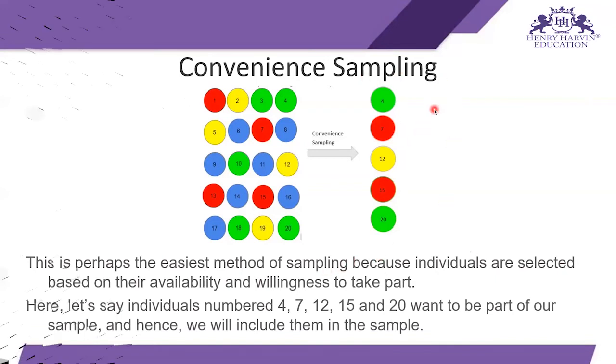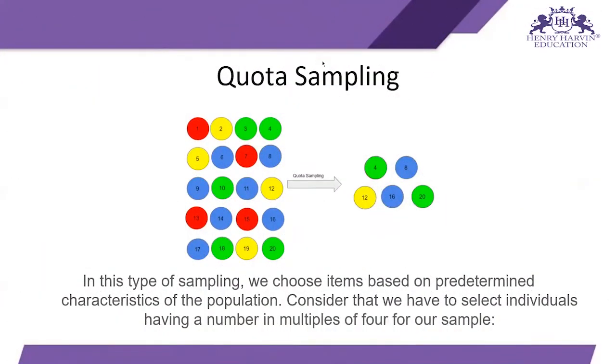And next comes quota sampling. In this type of sampling, we choose items based on predetermined characteristics of the population. Consider that we have to select individuals in multiple groups for our sample.